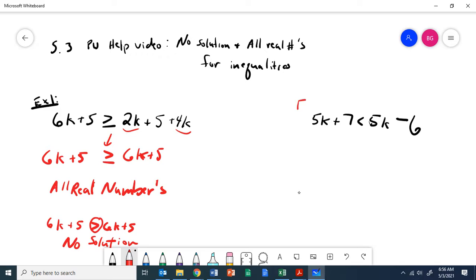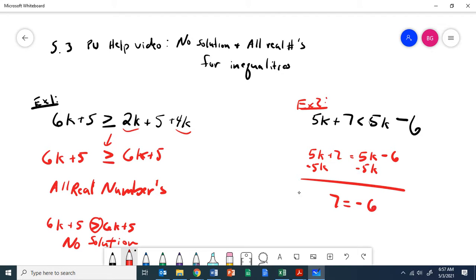Now, I'm going to do one more here. I'm going to do example number 2 over here on the right. Okay. So on this one, you would solve like you normally would. Okay. So 5k plus 7 equals 5. Remember, I'd like to put the equal sign in there to help us out in solving. Minus 5k from both sides, minus 5k. And we get 7 is equal to negative 6.